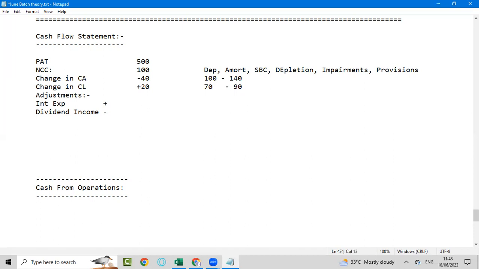Interest expense is, let's suppose, plus 50. Why have I added plus here? Why have I written plus 50? Because this interest expense was actually deducted in the income statement. After deduction of interest expense, the profit was 500. I will add it because I am trying to calculate operating cash. So this was a financing item. It affected my profit. I am simply adding it back to remove the effect.